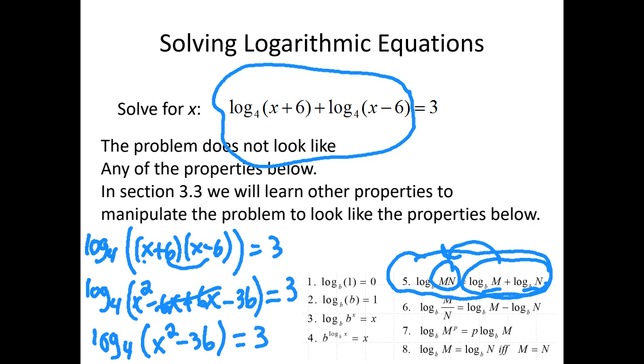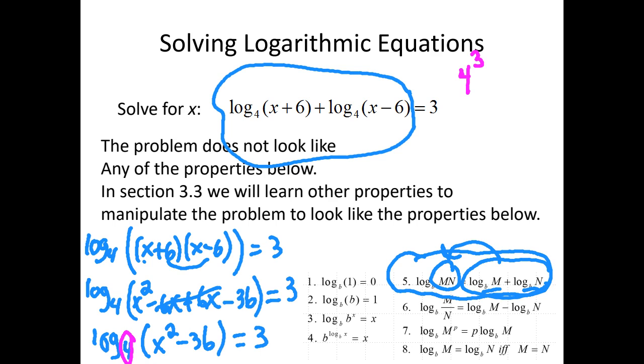In order to solve for this, we're going to change it to exponential form. If we change it to exponential form, my base is 4, so I'm going to write it up here. That's my base, and the log is equal to the exponent. So this log is equal to 3, which means that 3 is my exponent.